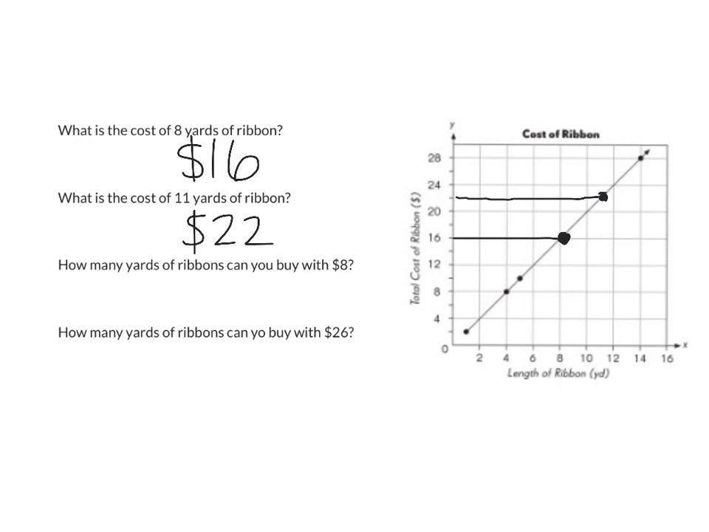Now we're going to go in the opposite direction. So now we're given the total cost and we have to figure out how many yards of ribbon someone would be able to buy for that amount of money. So now we have $8, so we're going to find where $8 is and then see where that would line up, and that would be equal to 4 yards.